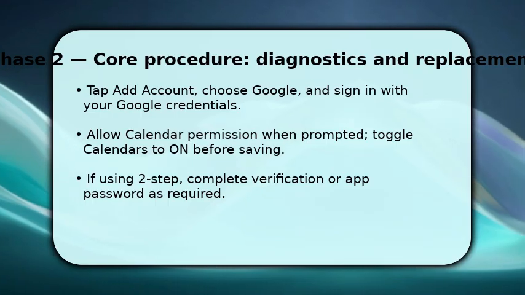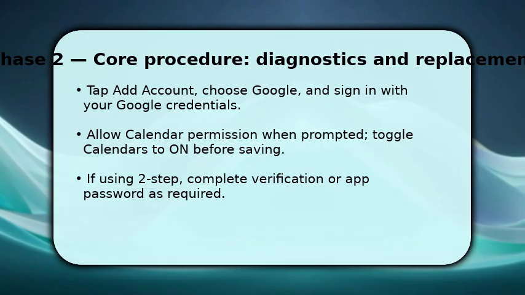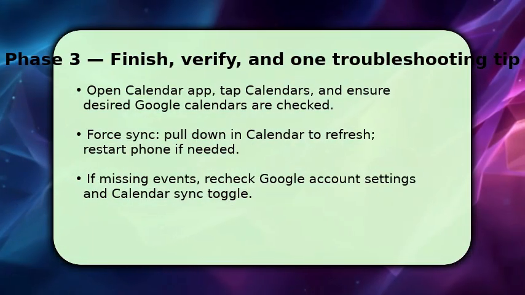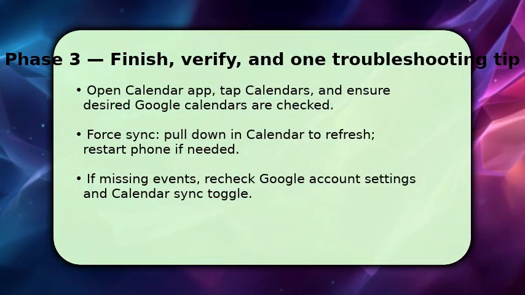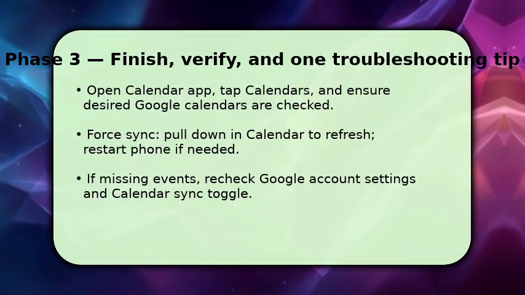Give it a minute to populate, refresh the calendar app to force a sync, and make sure the correct calendars are checked in the Calendar app's Calendars list. You now confirm success in the Calendar app by tapping Calendars and ensuring your Google Calendars are checked. If events don't show, pull down to refresh.